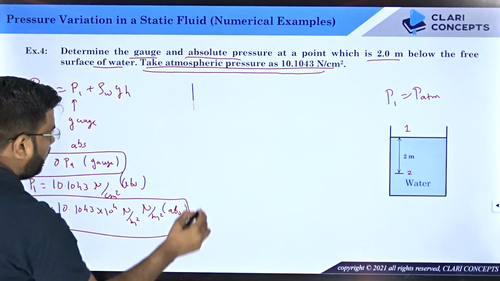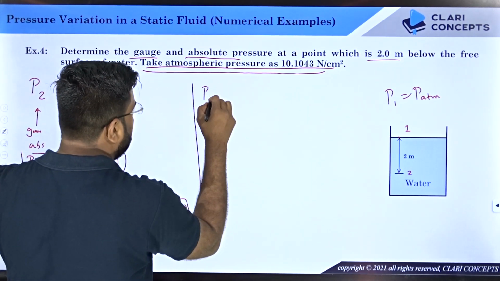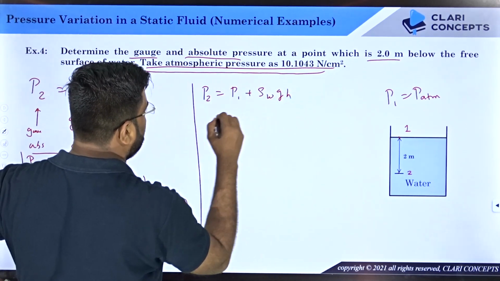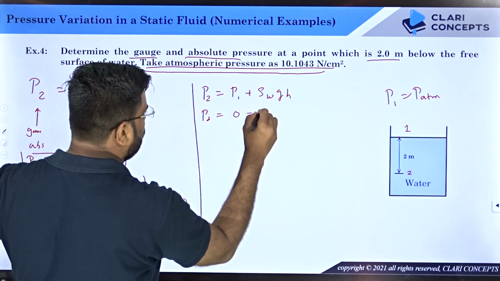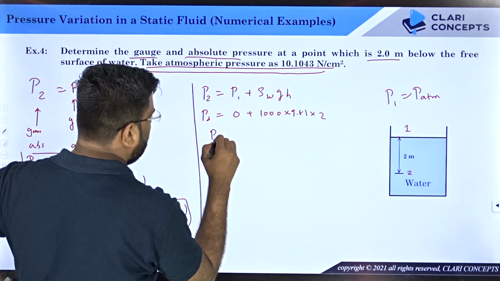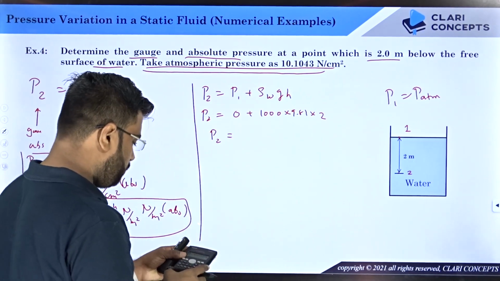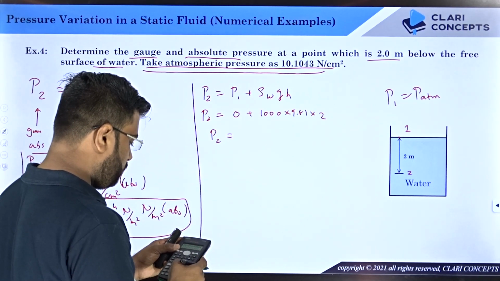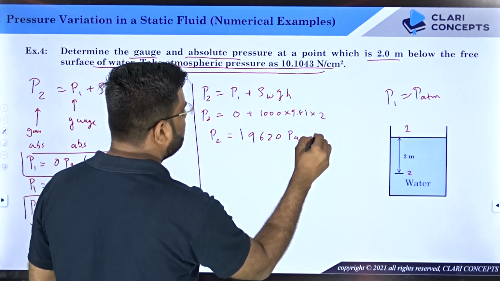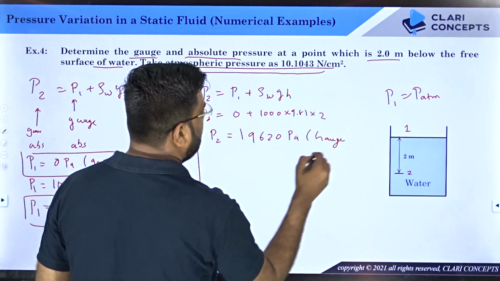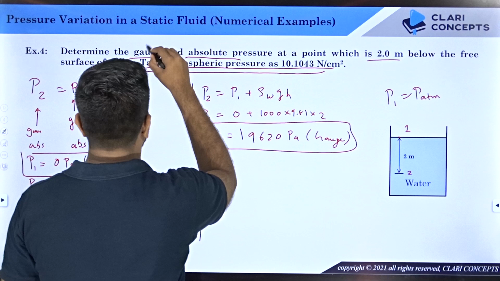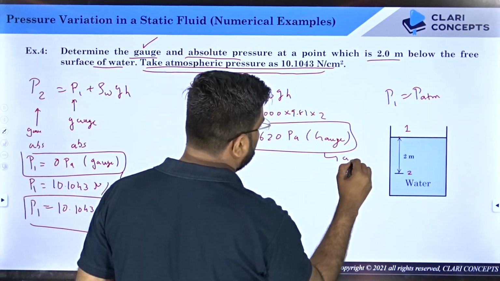Now we will use this value and this value. So if now I want the value of P2 in gauge, firstly I will use P1 in gauge plus rho of water, G and H. So P2 will be equal to 0 plus rho of water, which is 1000, into 9.81 into 2. So P2 will be equal to 19620 Pascal, but this is a gauge pressure. Gauge value of pressure at point P2. Answer number 1. This you want, right? This is answer 1.